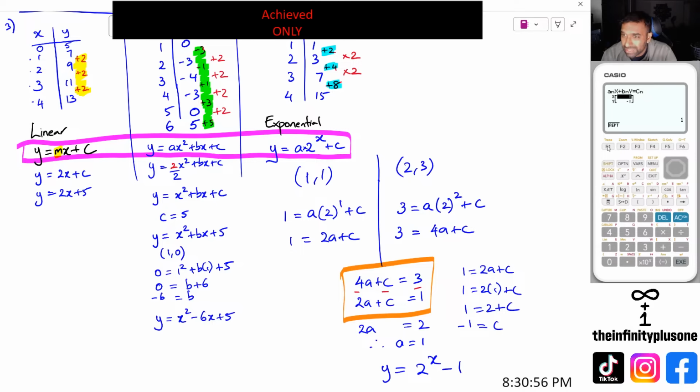When I do this, as you can see, it says x and y. That's because this is my x value and y is the second value. So in other words, a equals 1, c is equal to negative 1.